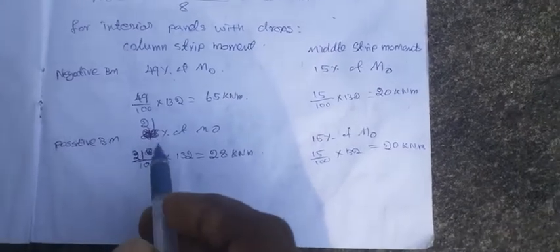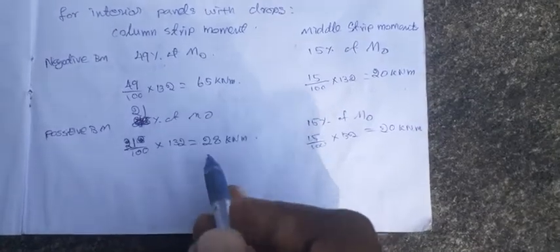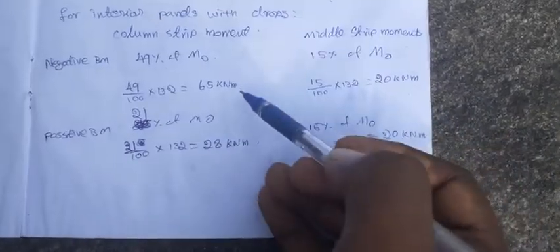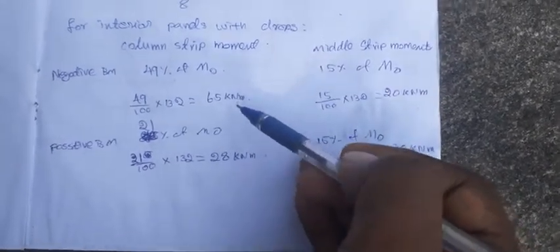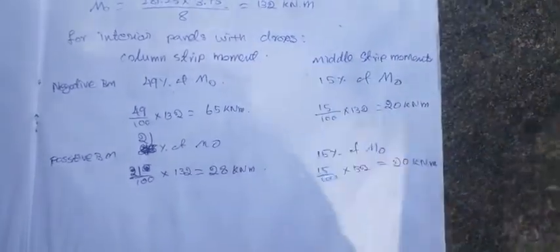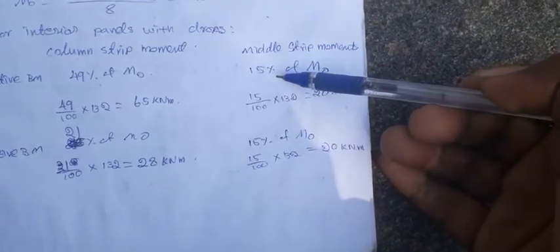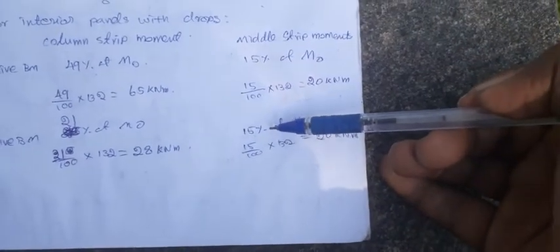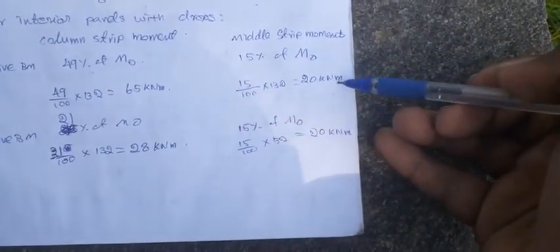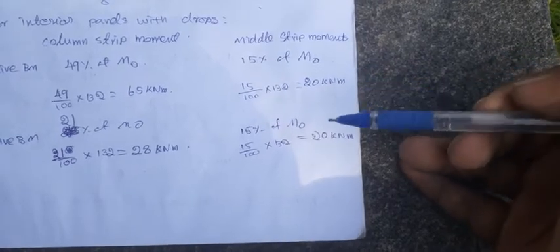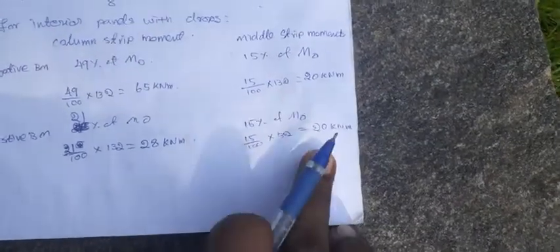Also the positive bending moment is 21% of M naught. So 21 divided by 100 into 132 comes to 28 kilonewton meter. So negative bending moment 65, then positive bending moment 28. For these two moments we have to design the column strips. Same thing for the middle strips. The middle strip has a negative bending moment of 15% and a positive bending moment also of 15%. So 15% of M naught is 15 by 100 into 132, which is 20 kilonewton meter. The same moment we provide in the positive bending moment also, so its value is also 20 kilonewton meter.